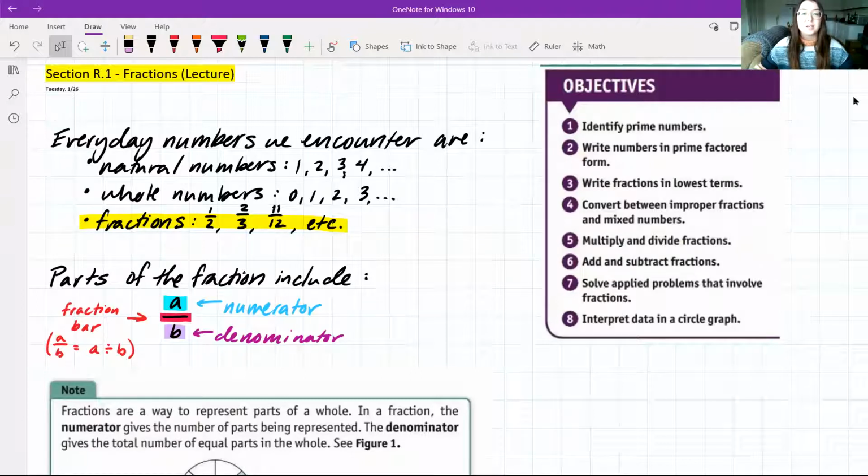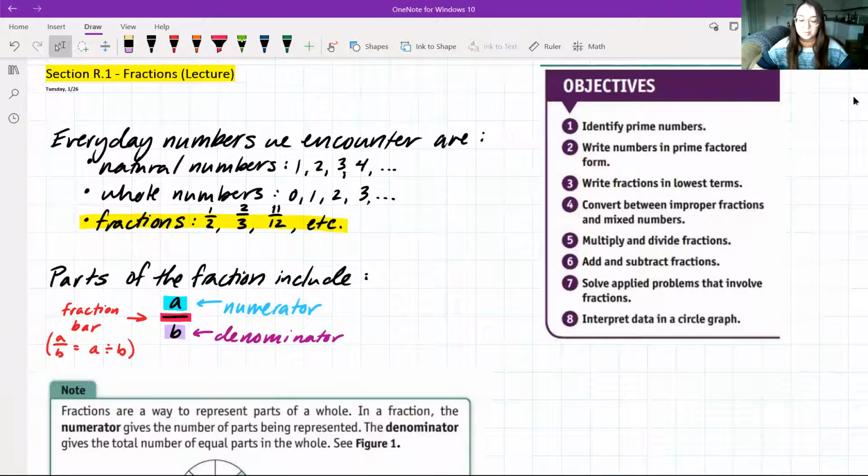As far as this lecture goes, we'll only be going over 1 through 6. Objective 7 is to solve applied problems that involve fractions, and objective 8 is to interpret data in a circle graph. Those are things that we'll go over in tomorrow's class, since those are more problems as opposed to material we will go over. So we're going over objectives 1 through 6 today.